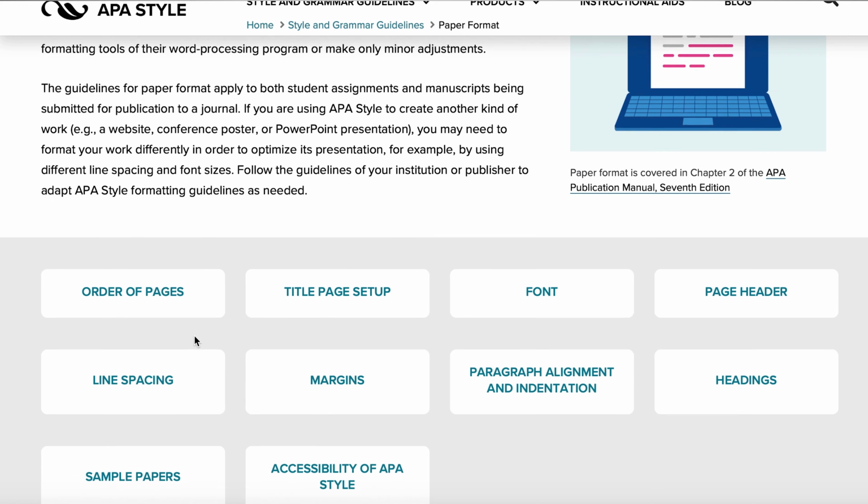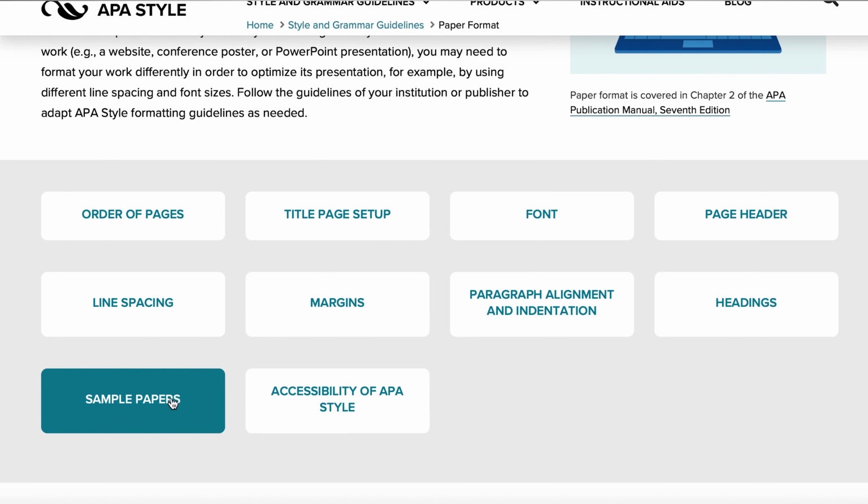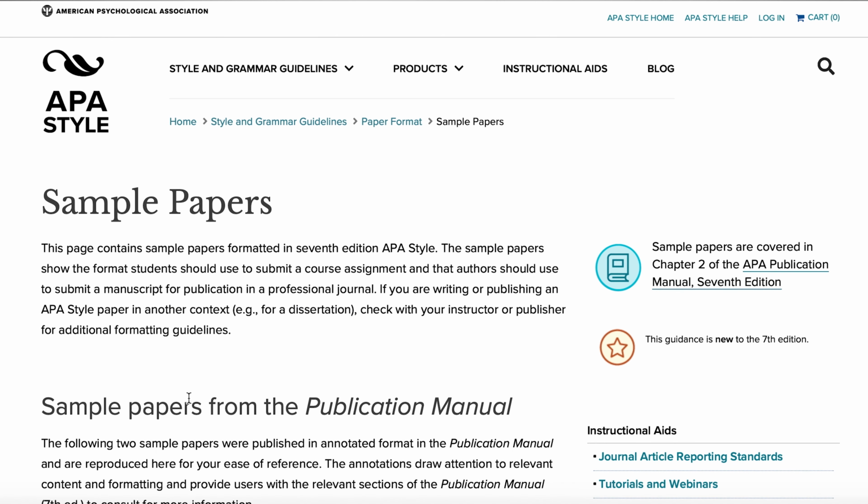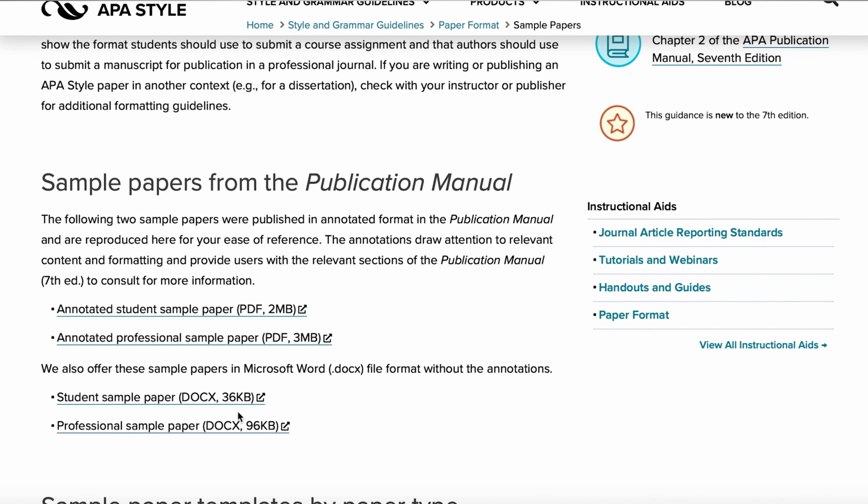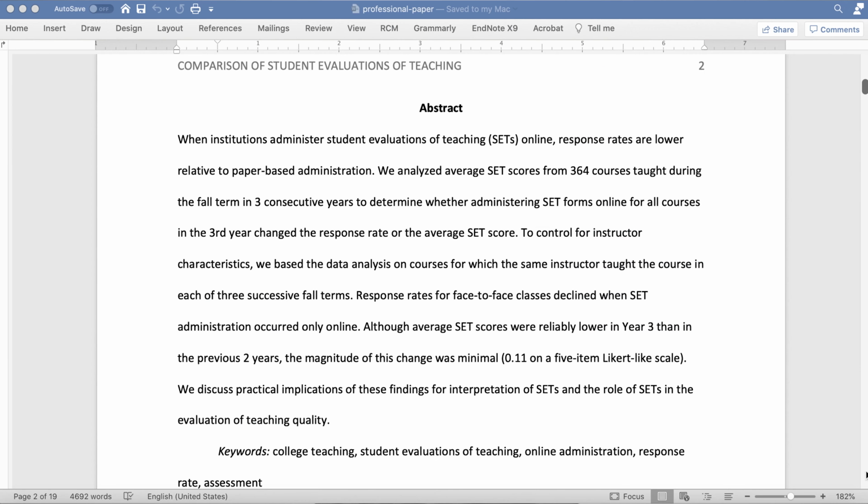APA formatted abstracts are required at the beginning of professional papers. It's basically going to look like this. By the way, the site this example comes from, apastyle.apa.org, comes directly from the APA and has a lot of useful information on several facets of writing an APA-style paper. I'd like you to notice a few things about this abstract right off the bat.